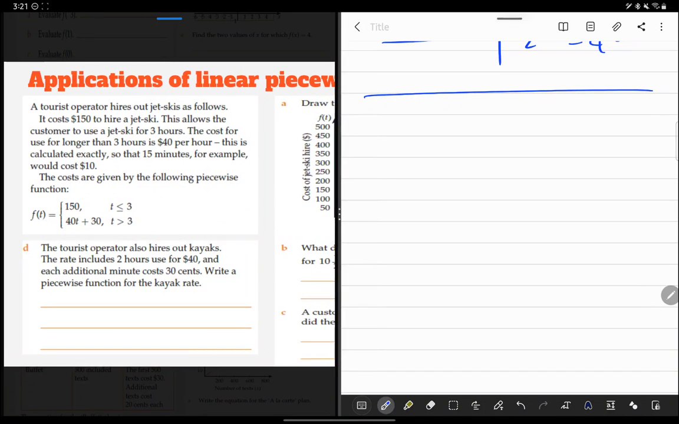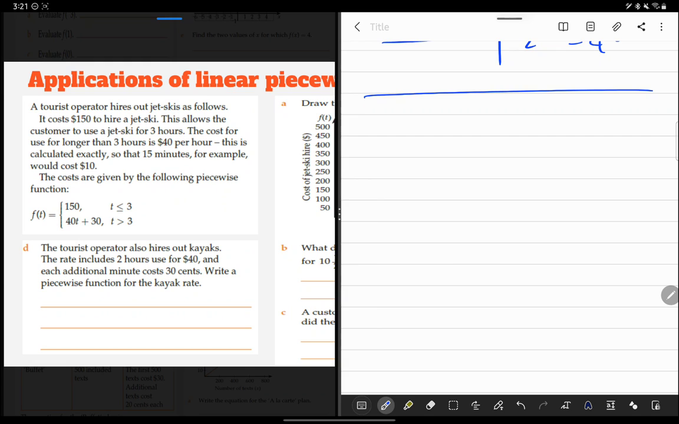So, applications of linear piecewise functions. A tourist operator hires out jet skis as follows. It costs $150 to hire a jet ski. This allows the customer to use a jet ski for 3 hours. The cost for use for longer than 3 hours is $40 per hour. So up to 3 hours there's a fixed cost and you can hire the jet ski for 3 hours. But from there on out, it becomes a per hour function.